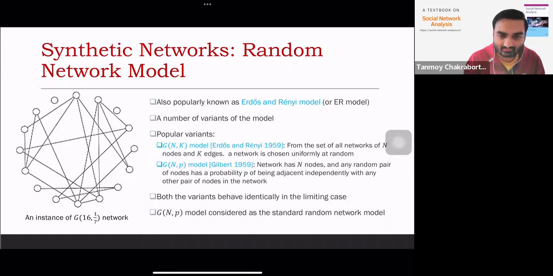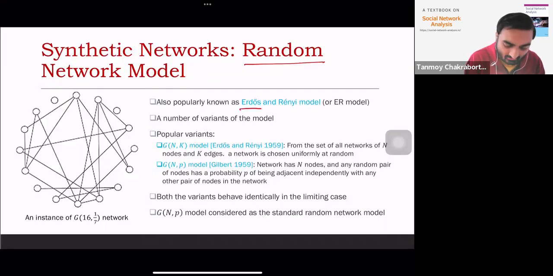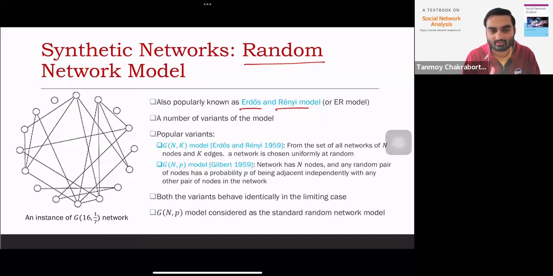So now let's start with the models. This is the first synthetic network generation model, which was proposed way back in the 1960s. It is called the random graph model, or random network model, and it was proposed by Erdős and Rényi, very famous mathematicians. It is a very simple idea: say you are given n nodes, so let's start connecting nodes randomly.